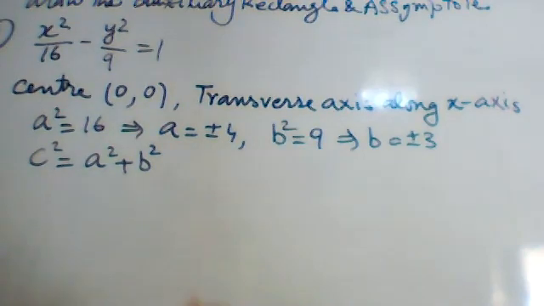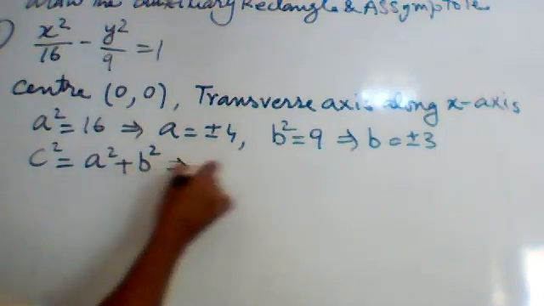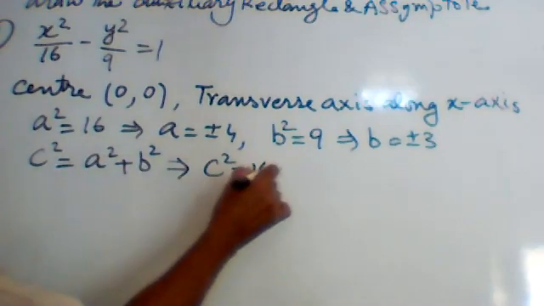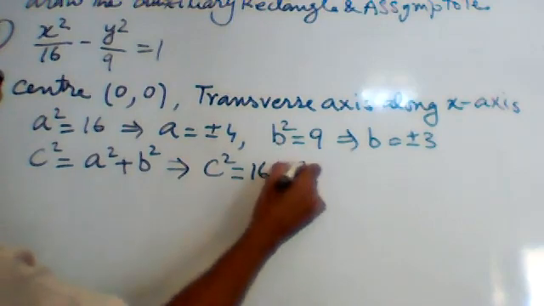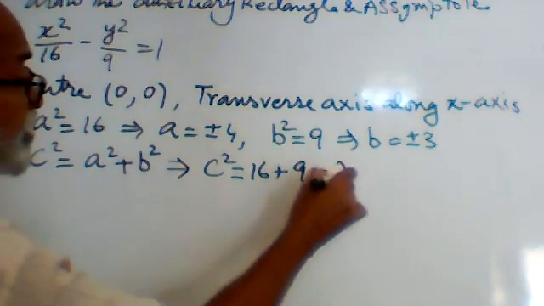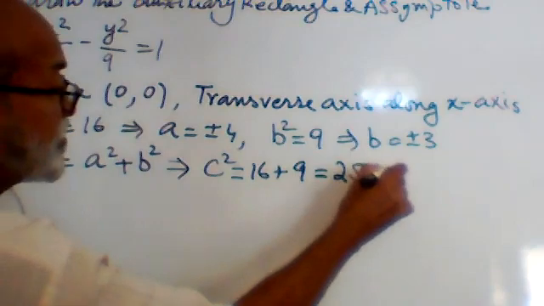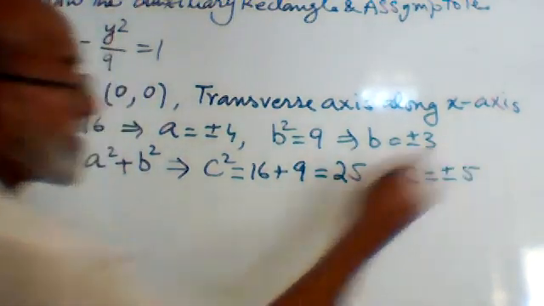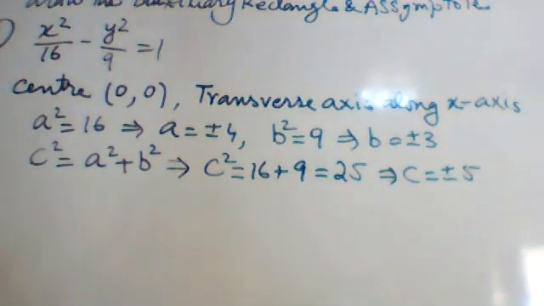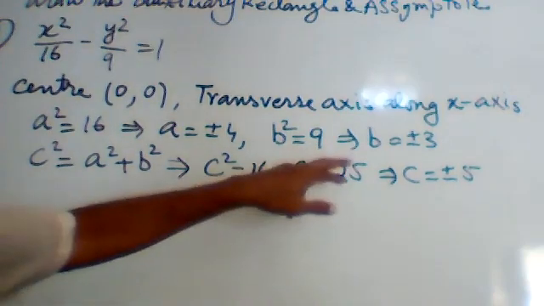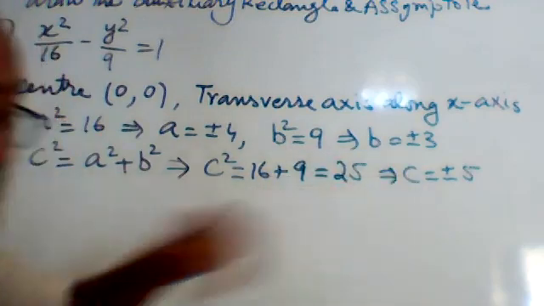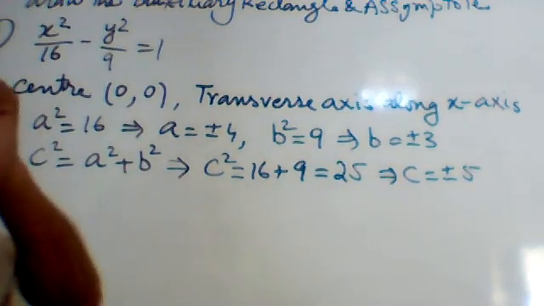Put the values. c square will become a square is 16, b square is 9, so 25. So c will be equal to plus minus 5. We found a, we found b, we found c. So now we can find the foci.